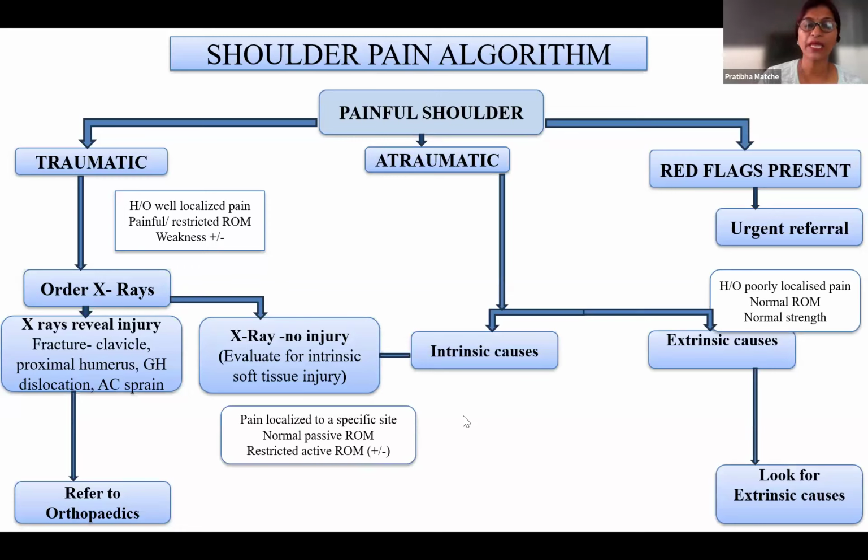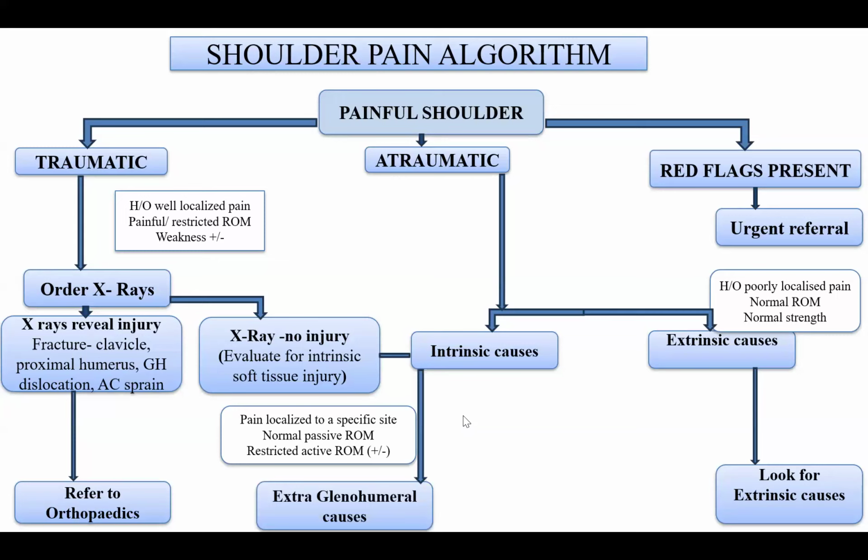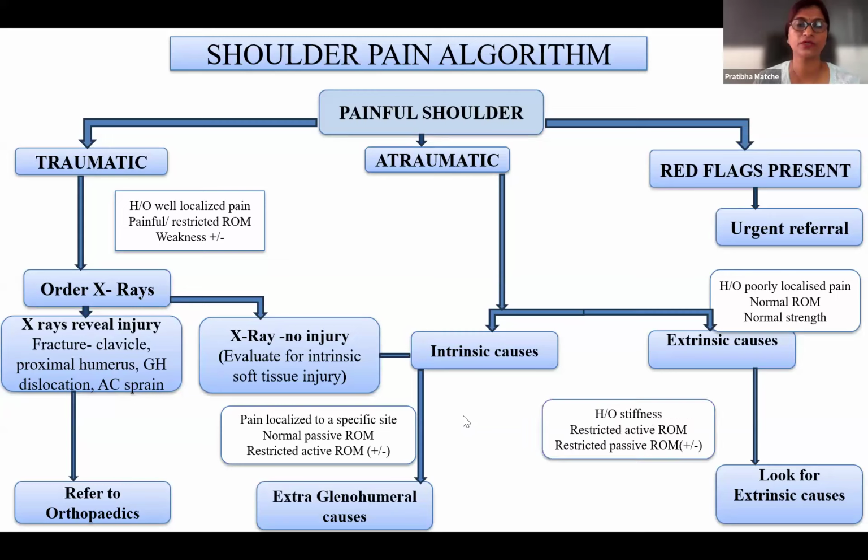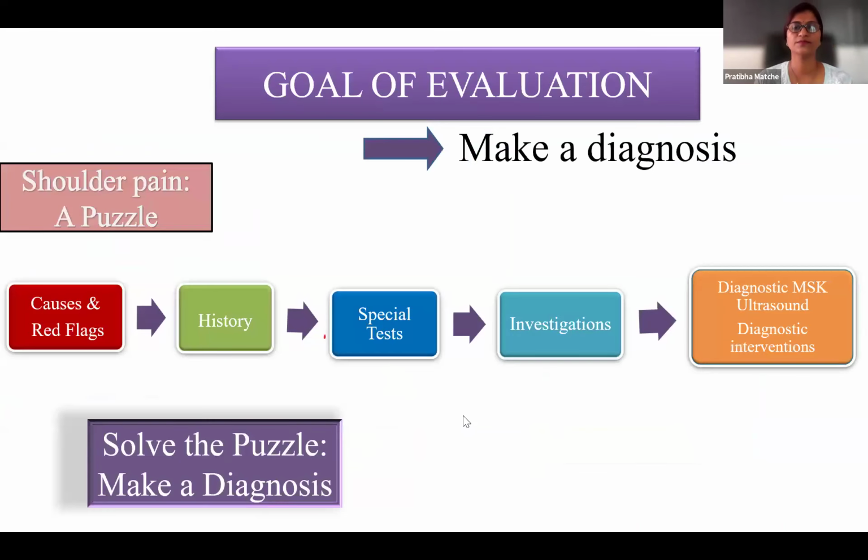If there is a pain which is localized to a specific site, passive range of movements are normal and active range of movement may or may not be restricted, then it is because of the extra glenohumeral cause, like from the AC joint or biceps tendon. If there is a history of stiffness, restricted active range of movements, and restricted passive range of movements, which may or may not be there, then it is the glenohumeral causes.